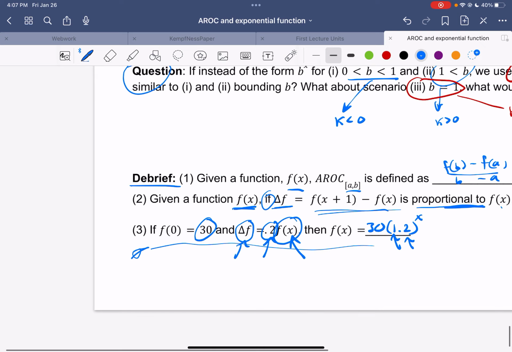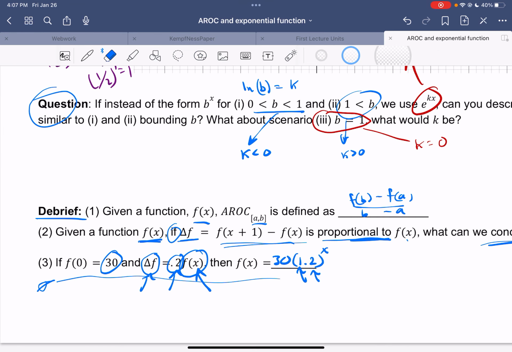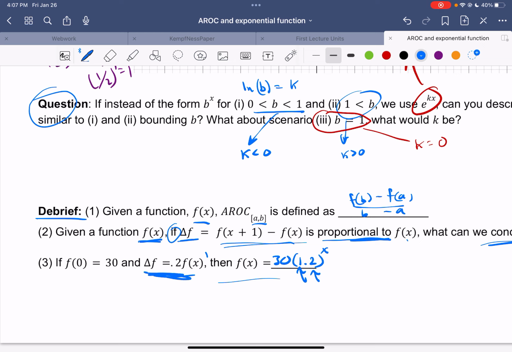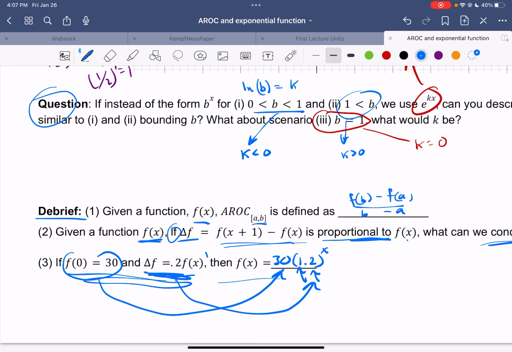Okay? So see, by knowing how f changes, we're able to know how it grows. And by knowing where to start, we know where to start. So knowing these two facts, we actually know f of x. Kind of wild, okay? All right, that's it for this video.